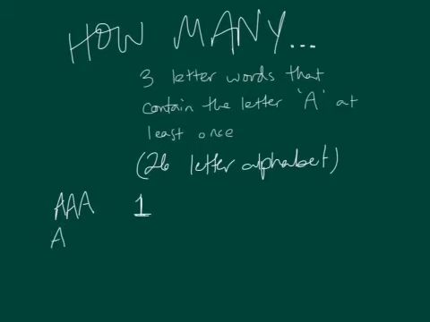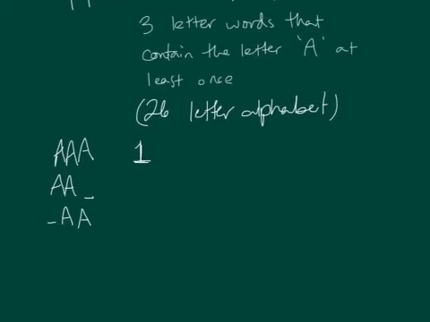So I could have A, A, blank. Right? A, blank, A. Okay. I forgot one. A, blank, A. So how many possibilities are there? Three. Three? I can think of a lot more than three.